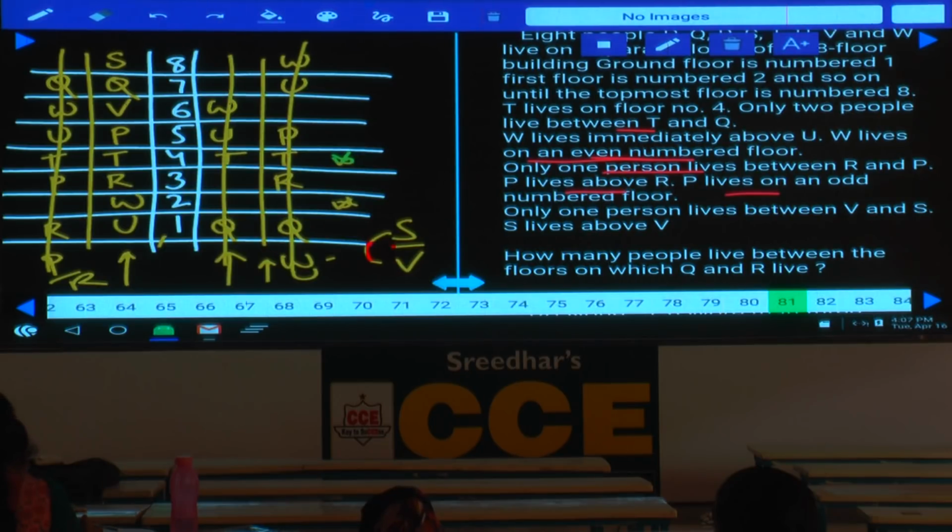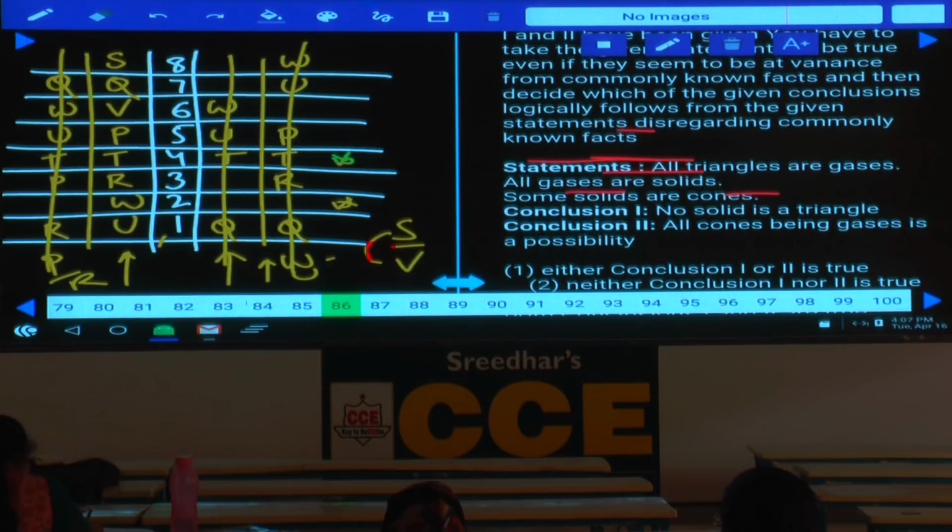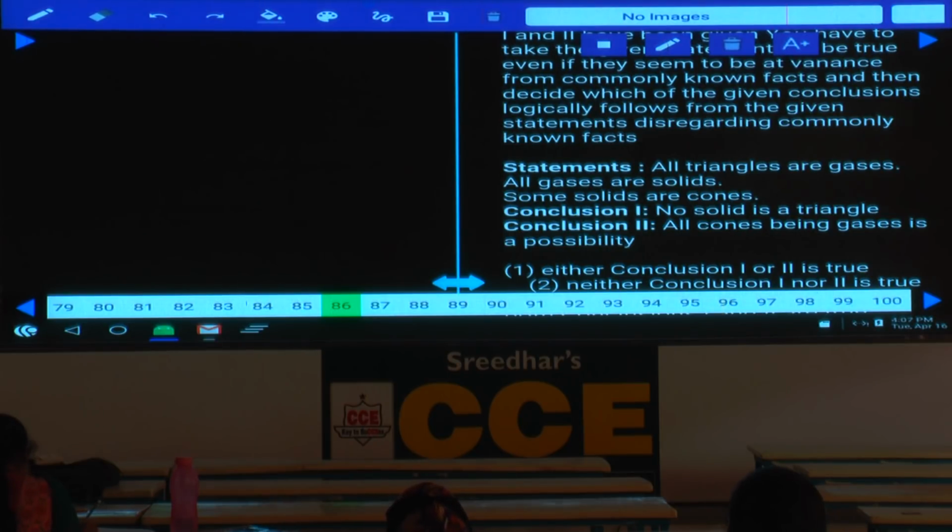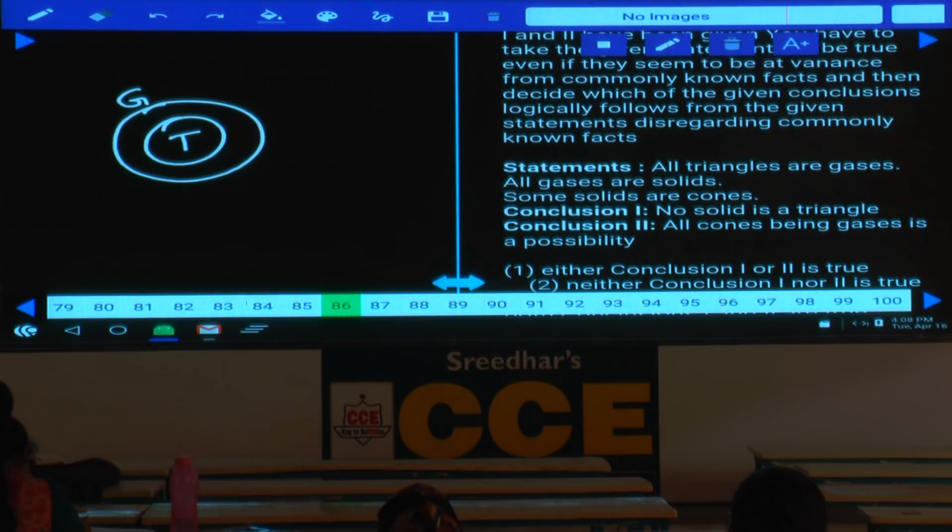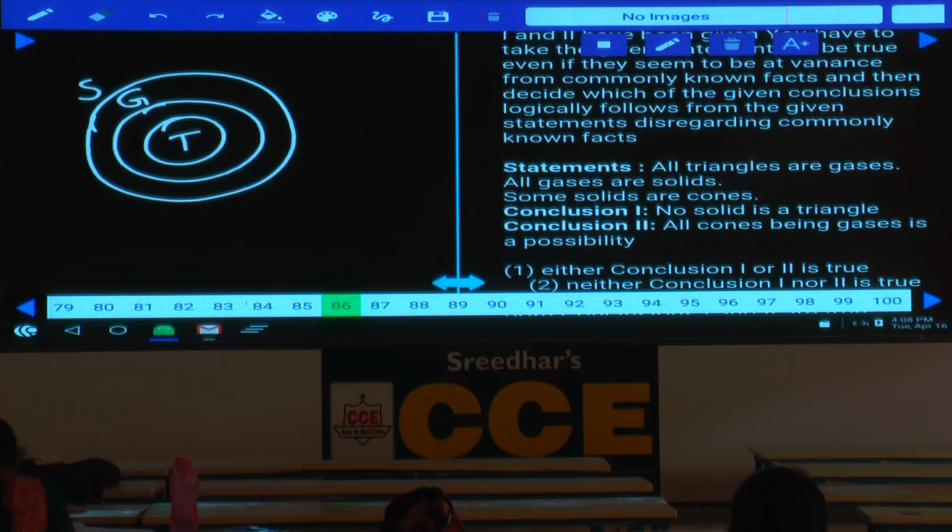Next one, question numbers 86 to 90. These 5 questions are based on syllogisms, isn't it? Now question number 86. In this question number 86, tell me what is the information here? All triangles are gases can be written like this. All triangles are gases, and all gases are solids. All triangles are gases, all gases are solid, and some solids are cones.